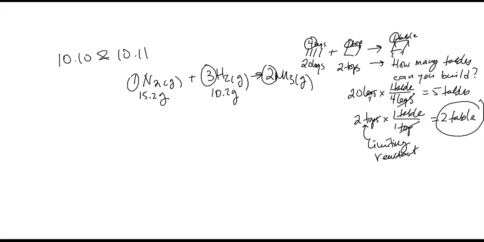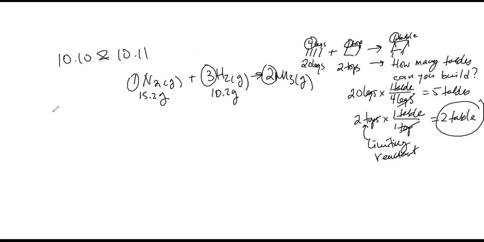And the legs will be what's called an excess reactant. So here we're more concerned again about the limiting reactant. That's why I pointed to the tops as the limiting reactant, where the legs here are the excess reactant. Now, how do I bridge from here to my reaction?